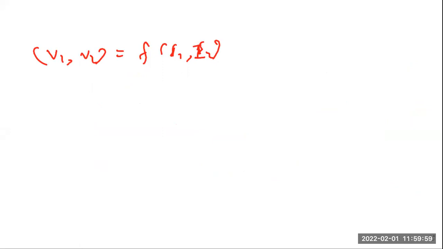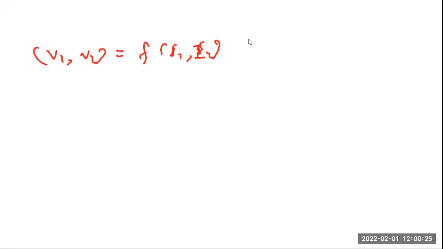I1, I2 is the independent variable. Correct. I1 and I2 are the independent variables. Very good. And V1 and V2 are the dependent variables. Dependent on what? On I1 and I2. Yes, correct. So it is dependent on I1 and I2.